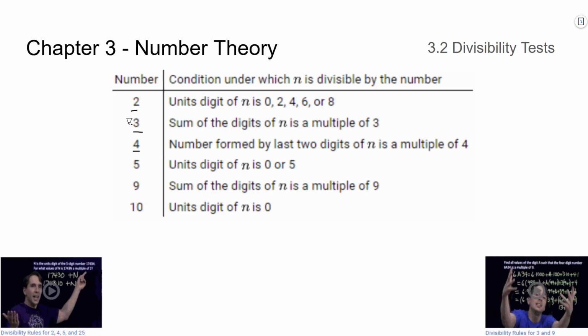9 is the same as 3. Sum all the digits, and it has to be a multiple of 9. And 10, that's a nice easy one. The last digit has to be 0. So those are our divisibility tests. There's also some tests for like 25. I think that one's a pretty simple one to know. I think there might be a couple other divisibility tests that we might talk about later, but these ones here are really useful to know.